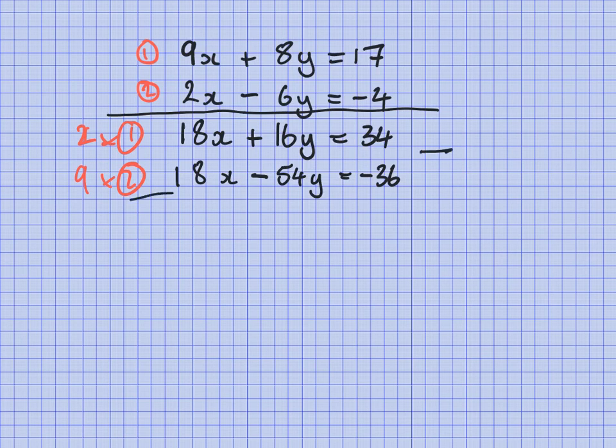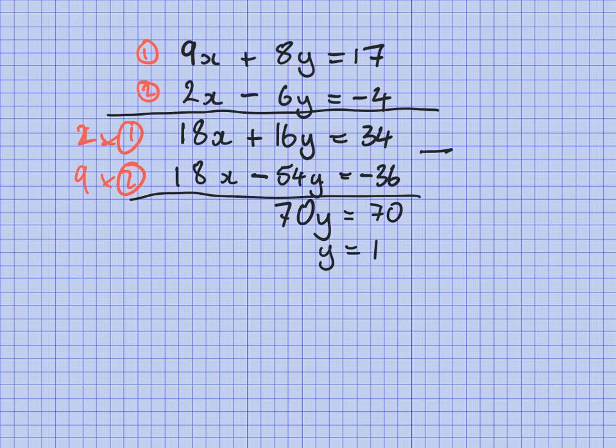Again, I'm going to subtract because 18x and 18x, if I take them away, they will cancel out. So I've got 16y minus minus 54y, which is 70y. Minus a minus gives us a plus. And I've got 34 minus minus 36, which is also 70. That gives us y equals 1.